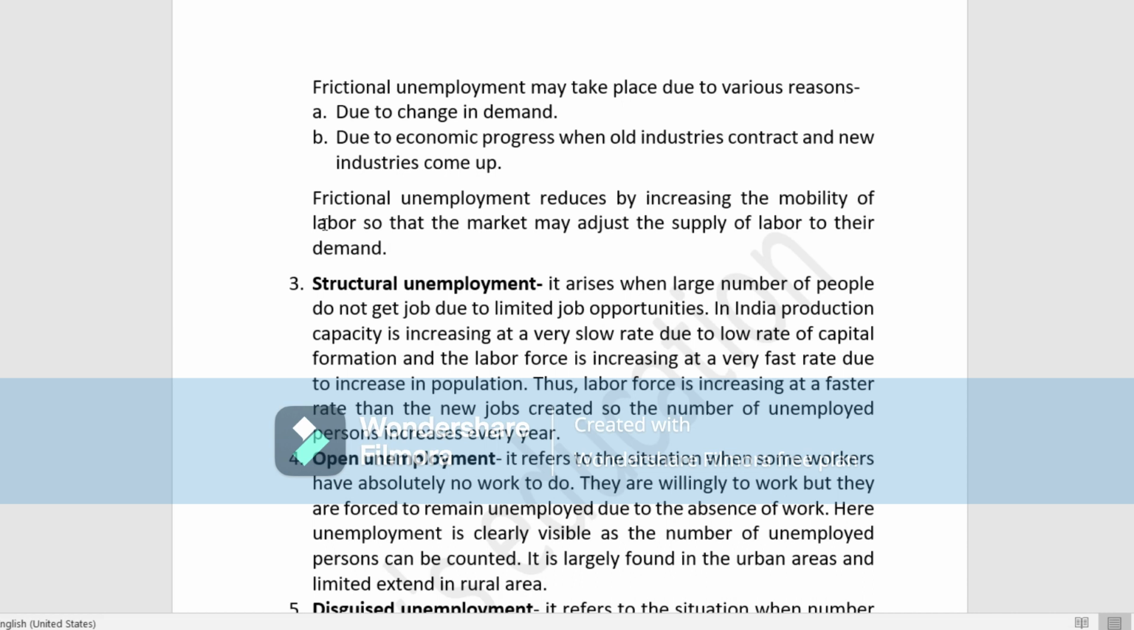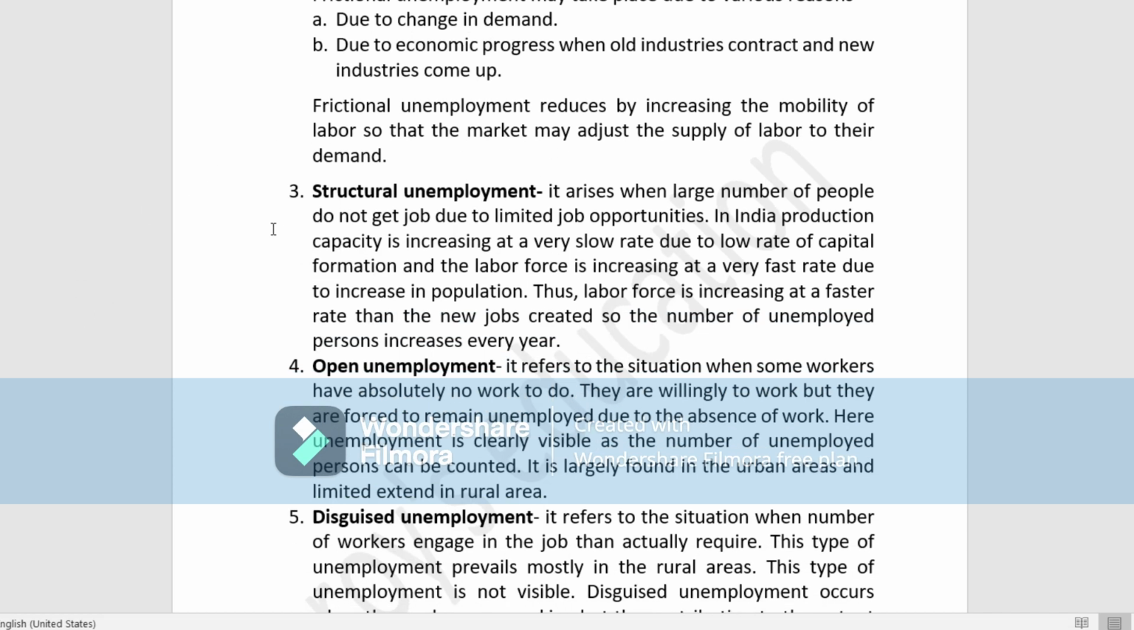Frictional unemployment reduces by increasing the mobility of labor, so that the market may adjust the supply of labor to the demand. How can frictional unemployment be reduced? By increasing the mobility of labor, so the market may adjust the supply of labor according to the demand. As we increase the mobility of labor, meaning labor becomes flexible, frictional unemployment may reduce. Next is structural unemployment.